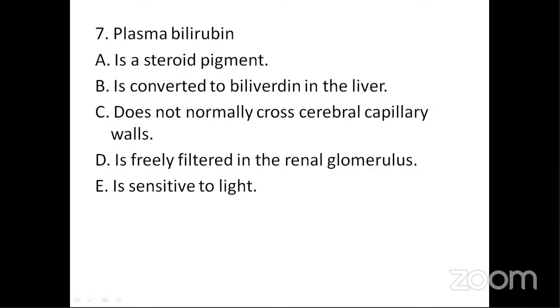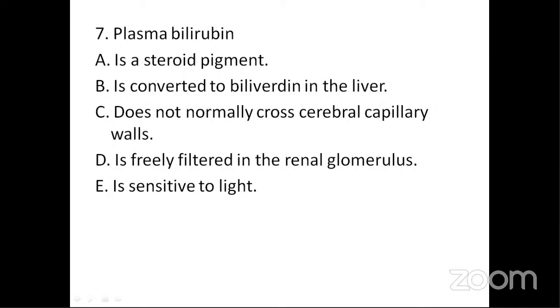Coming to the answers. Plasma bilirubin is a steroid pigment. This is false because it is a porphyrin pigment derived from heme. Next option is plasma bilirubin is converted to biliverdin in the liver. It is false. Bilirubin is derived from biliverdin formed from heme, not the other way about.